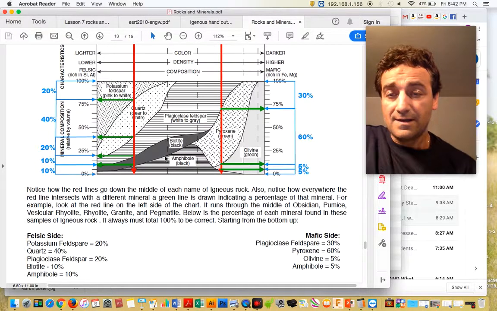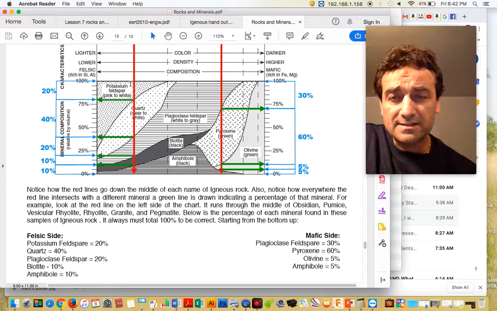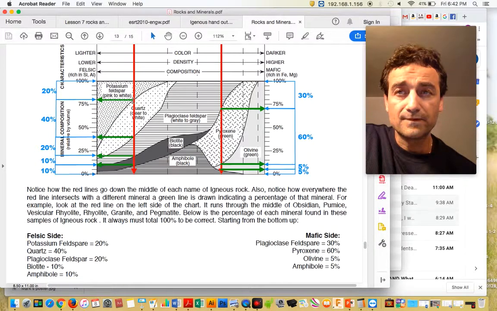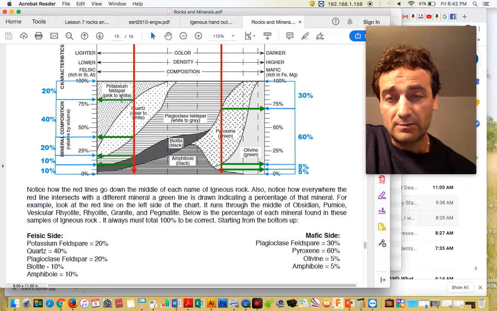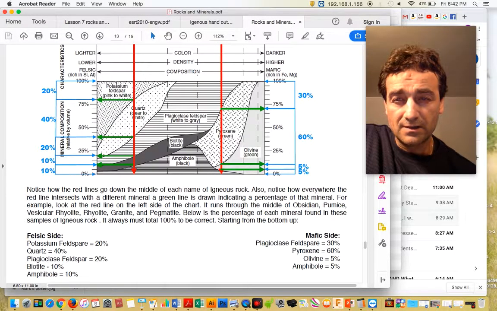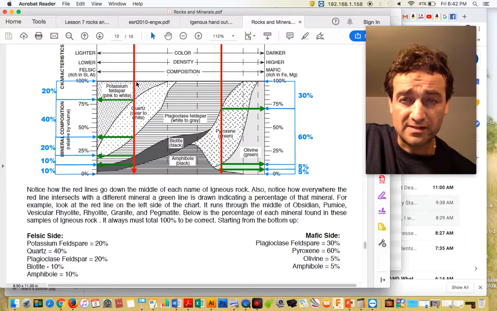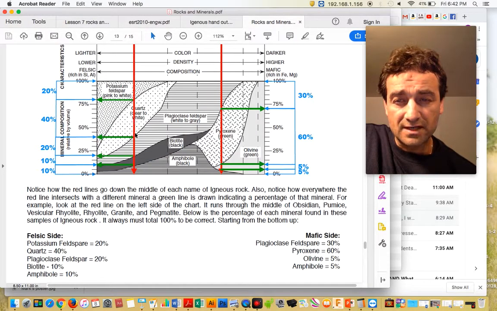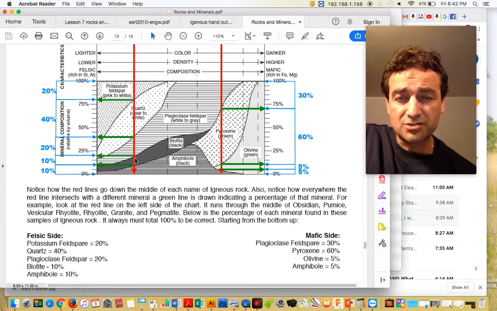Okay? Now what I did was, every place it touched a brand new mineral, I would put a line. So notice the red line goes down. It touches potassium feldspar, so we start, there's already a line there for us, right? Then it goes down to quartz, touches quartz here, I drew a line. Then it goes down, touches plagioclase feldspar, so I drew a line. Then it touches biotite, so I drew a line. And then it touched amphibole, right there, I drew a line.